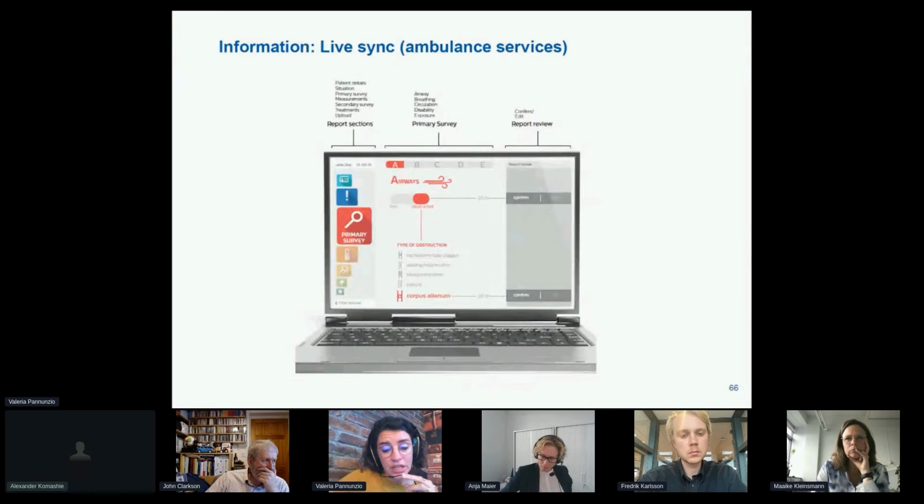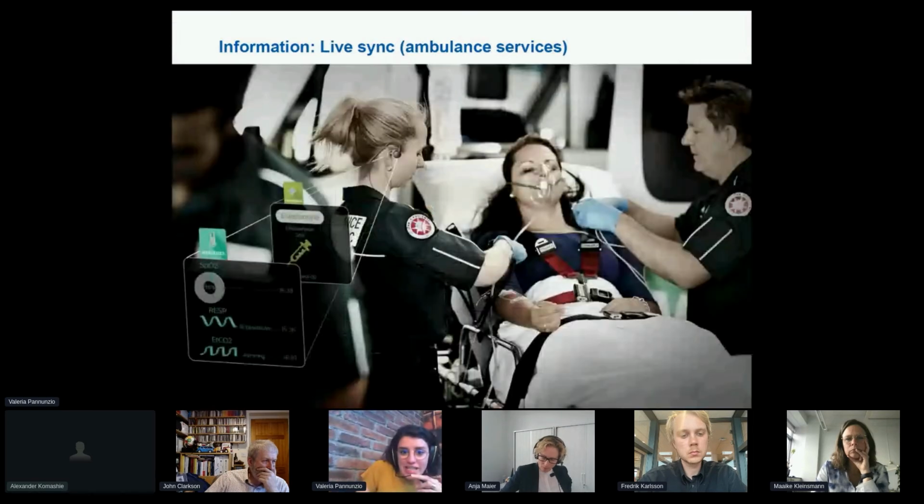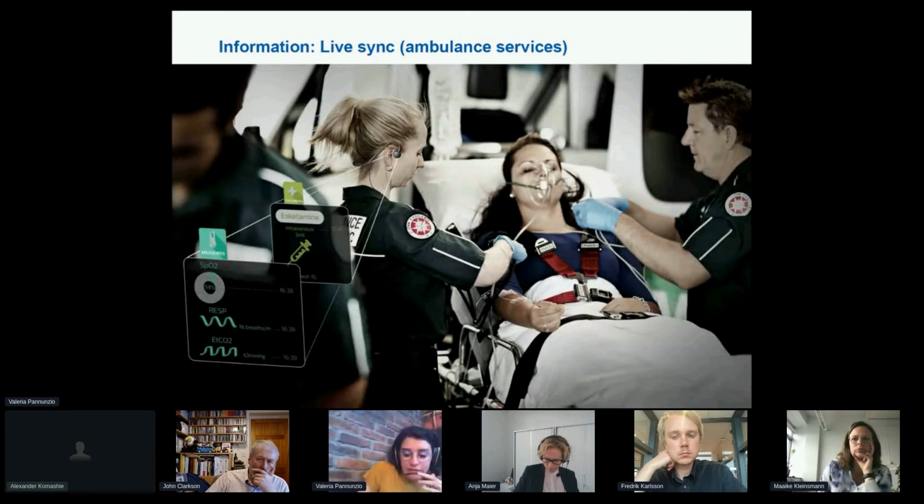And of course, the earpiece could also be used for hands-free communication with the hospital on the way, so that basically paramedics could just think about looking at the patient and having their hands free to do whatever they needed to, instead of having to fill in information either on their gloves or on the laptop in the ambulance.